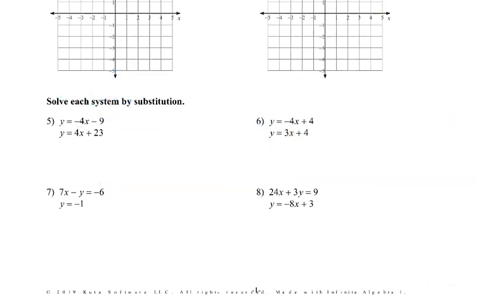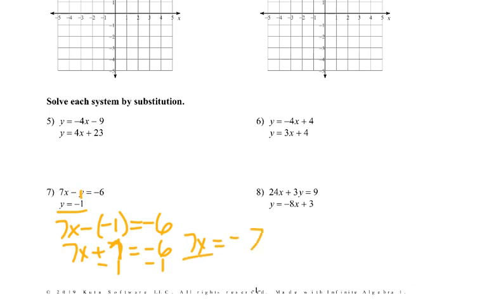Okay, number 7. Y equals -1, so replace y with the -1 and solve for x. 7x plus 1 equals -6, plus 1. So subtract 1. 7x equals -7. We get x equals negative 1. Then y also equals negative 1, so negative 1, negative 1. One solution.